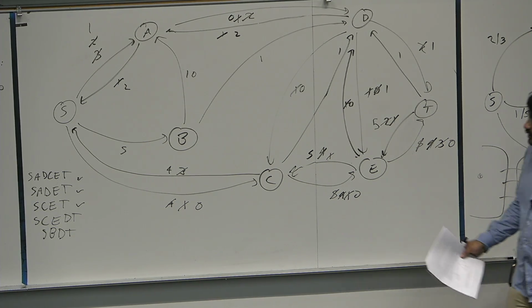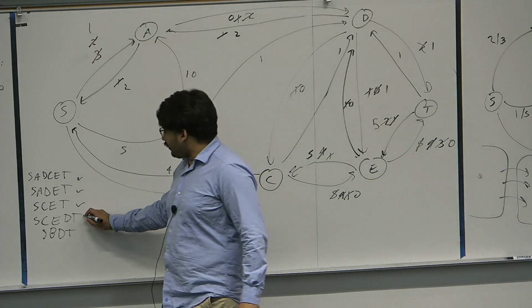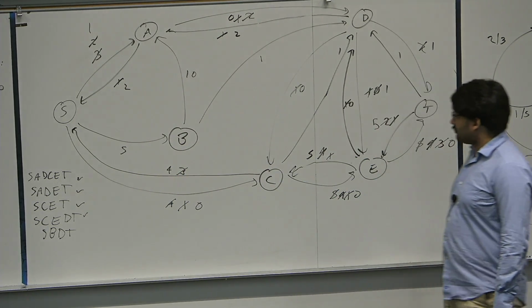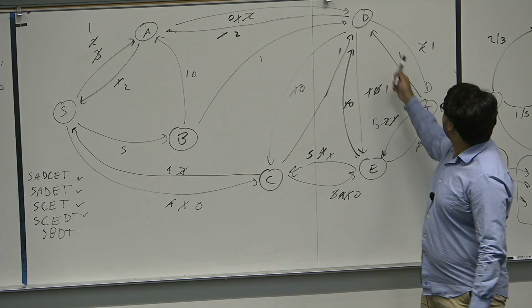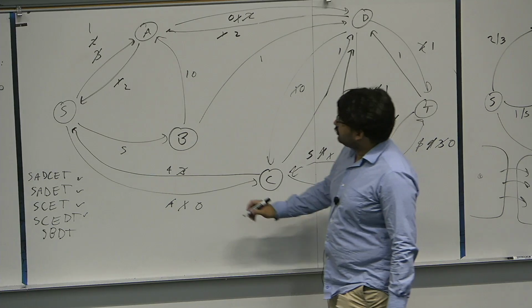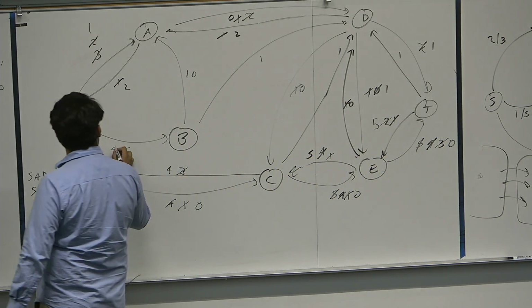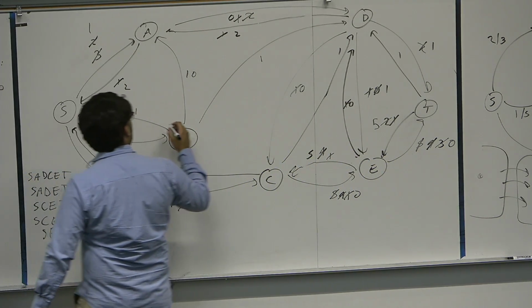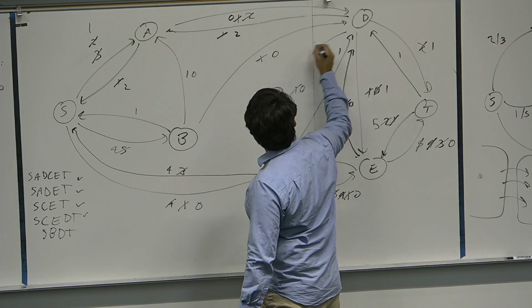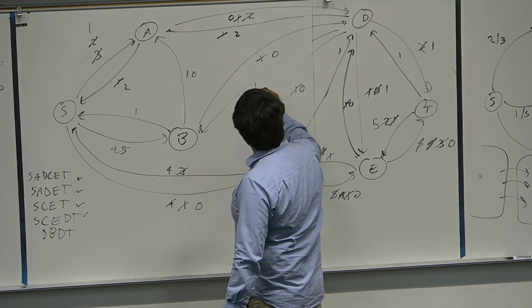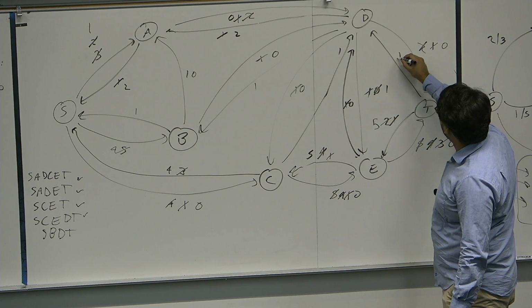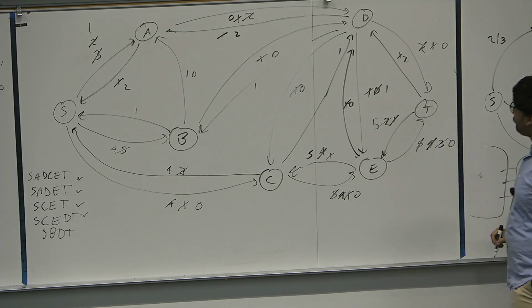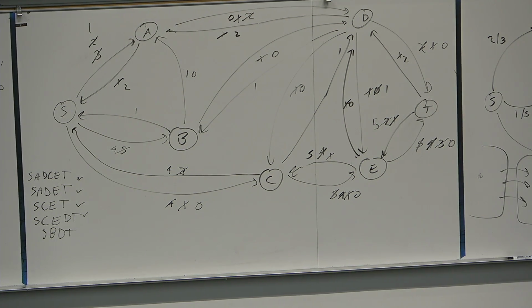Correct, so that's SCEDT. All right, we have one more, SBDT, right? S to B to D to T, I agree, that's 1. So 5 becomes 4, we have a backwards of 1. 1 becomes 0, we have a backwards of 1. And then D, this becomes 0, we have a backwards of 2. Okay? Now I want to highlight something.